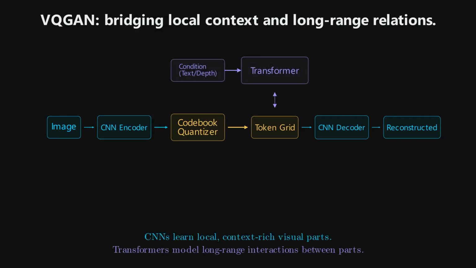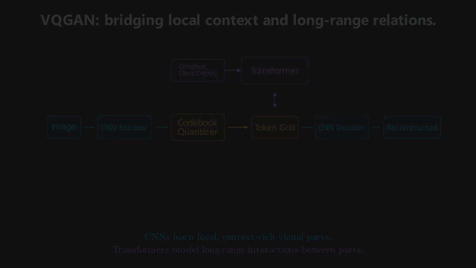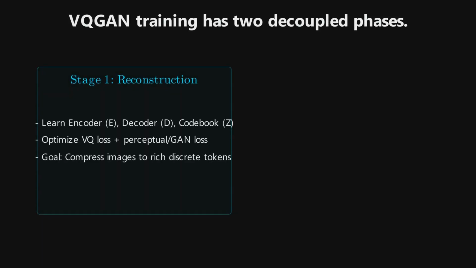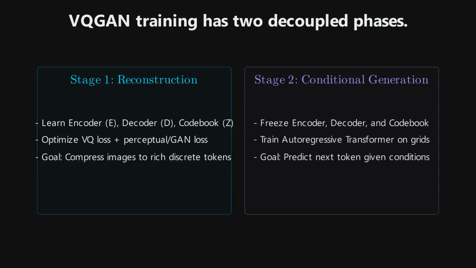A 256 by 256 RGB image goes into a CNN encoder. The encoder compresses it into a smaller spatial grid of continuous features. Then, at each location in that grid, the model looks into a codebook, a learned dictionary of visual vectors, and finds the nearest entry. That nearest entry becomes a discrete token. Not one token for the whole image, but one token for each position in the latent grid. The result is a token image, a small matrix of integers.